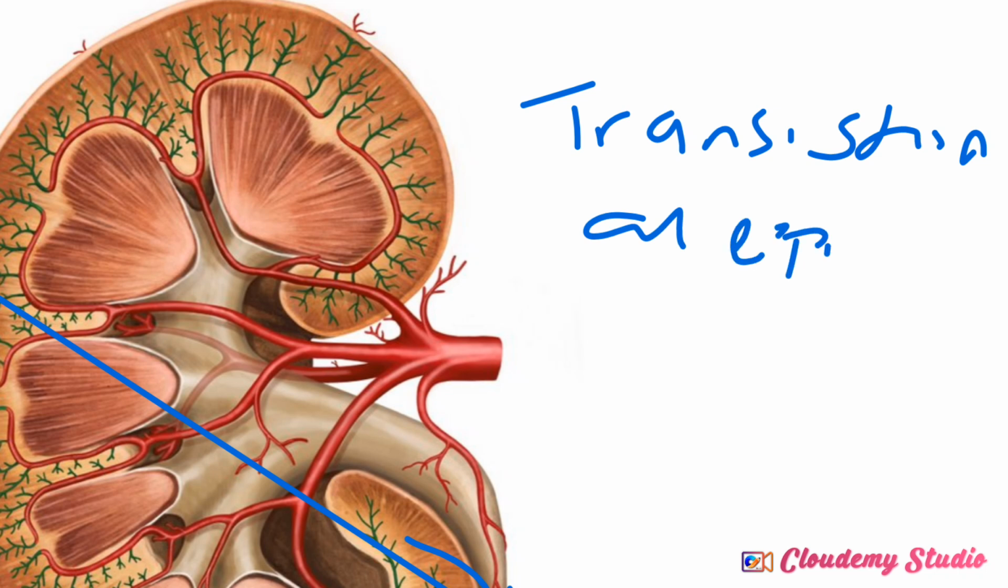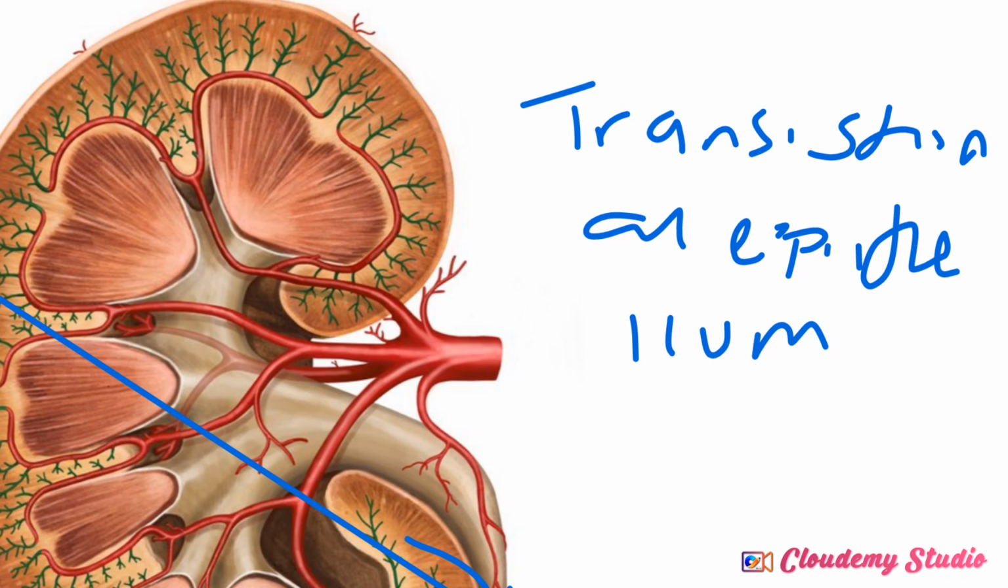Transitional epithelium can stretch, which means it can relax, it can dilate, it can constrict. Then it is passed into the bladder. Then from the bladder to the urethra. Then it is passed outside of the body.